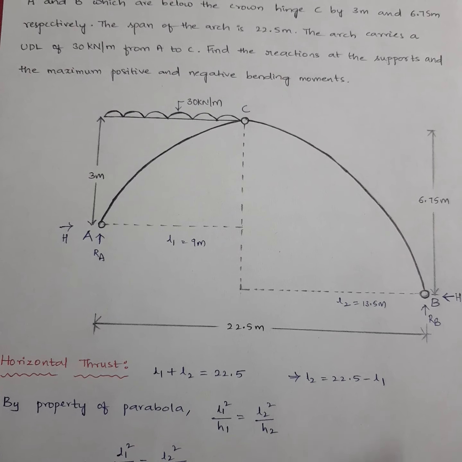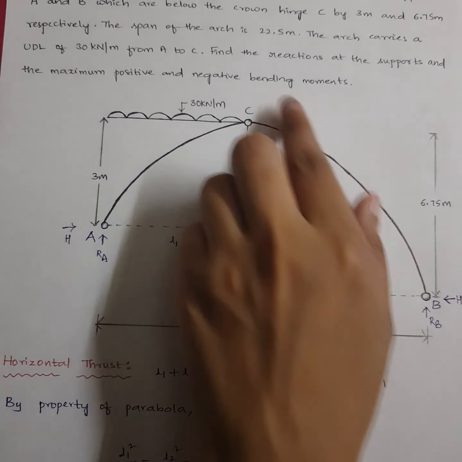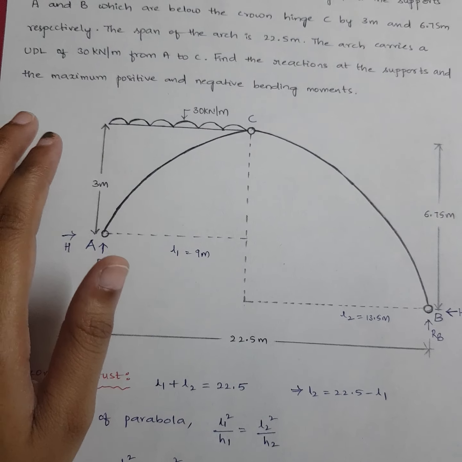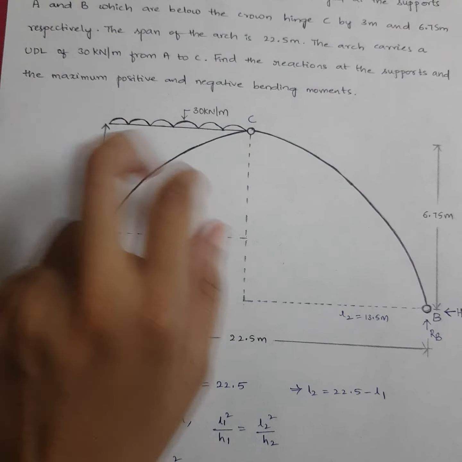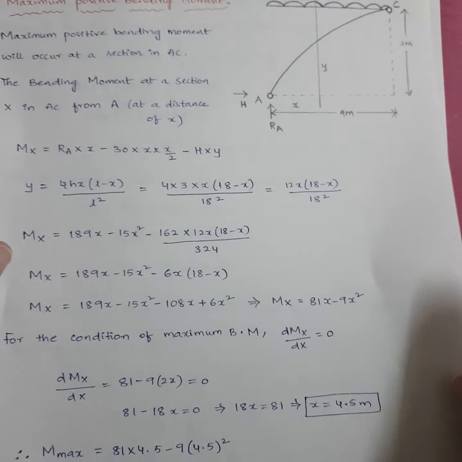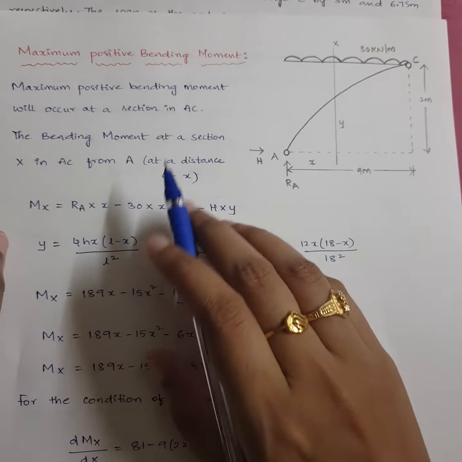So after calculation of the values of RA and RB, you can see here the reactions of the supports. I calculated RA and RB just now. He also asks us to calculate the maximum positive and negative bending moment. Now we will see how to calculate this value. So first we will solve for the maximum positive bending moment.